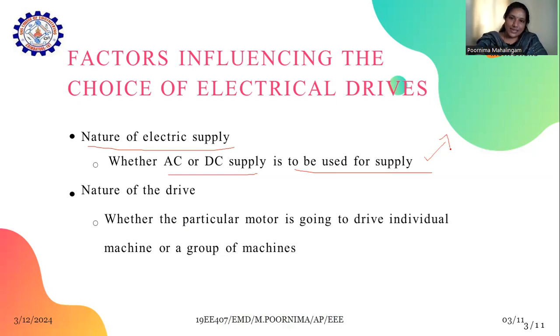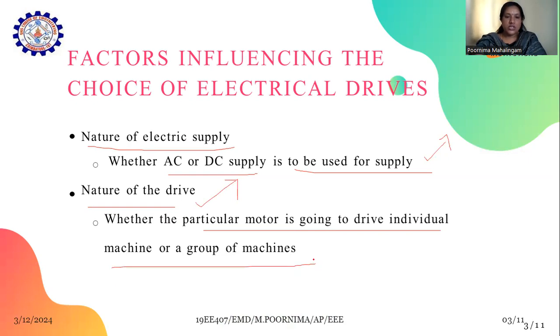Next, the second factor is the nature of the drive. When a particular motor is used for a drive, it may be an individual machine or a group of machines. In previous classes, we have seen the types of drives. So whether it is an individual drive or a group drive, based on that also, we need to choose an electric drive.